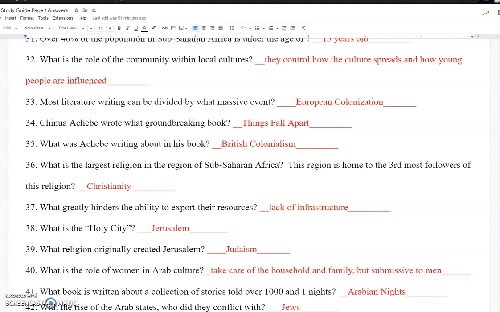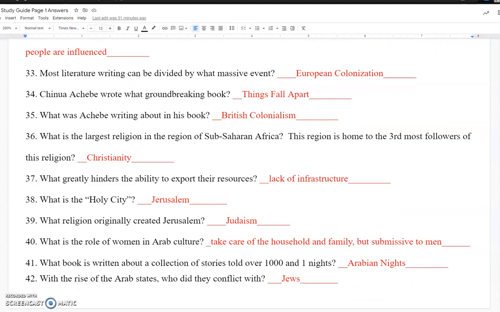38, what's the holy city? That's Jerusalem, starting the last unit that we talked about, unit number 5. 39, what religion originally created Jerusalem? That would be Judaism. Abraham was the first start of that.